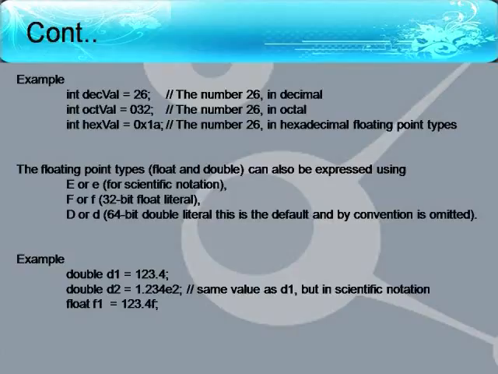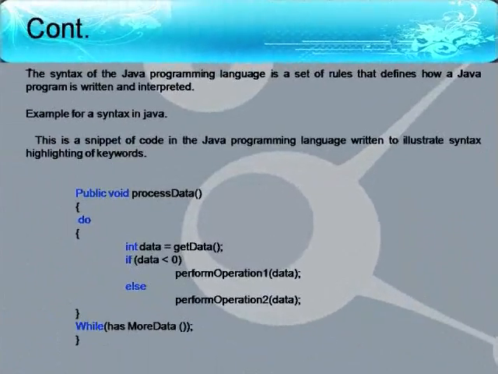Long. The long data type is a 64-bit signed 2's complement integer. It has a minimum value of -9,223,372,036,854,775,808 and a maximum value of 9,223,372,036,854,775,807. Use this data type when you need a range of values wider than those provided by int.